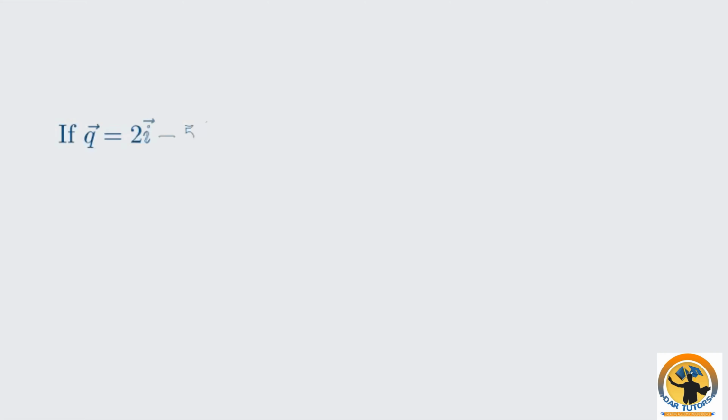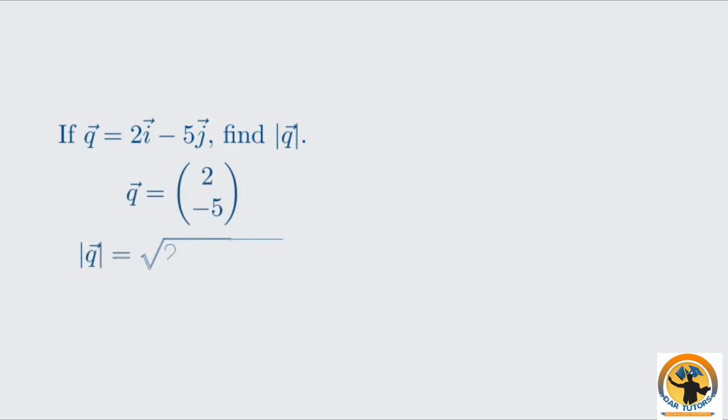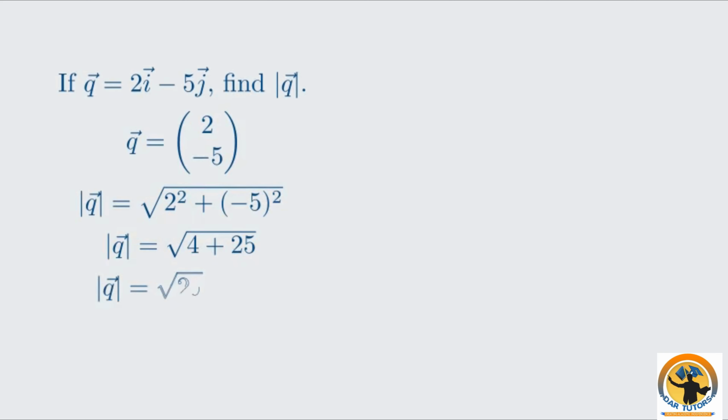Now let's consider another vector, q equals 2i minus 5j. First, we convert it to component form, which is (2, -5). Then we find its magnitude using the formula. It's the square root of 2 squared plus negative 5 squared. This is the square root of 4 plus 25, which equals the square root of 29. The magnitude is the square root of 29 units.